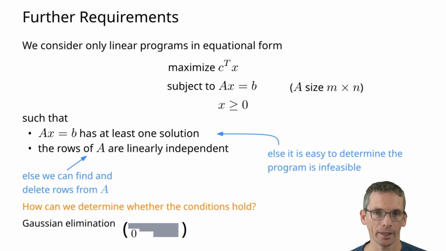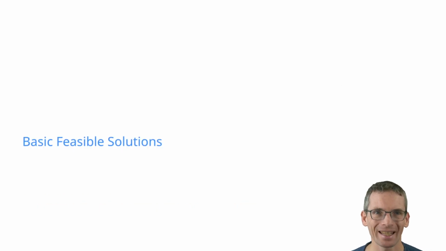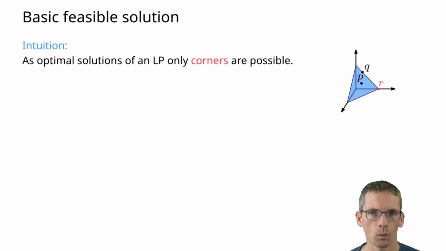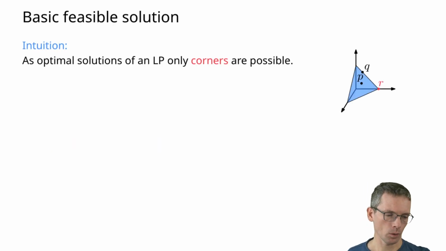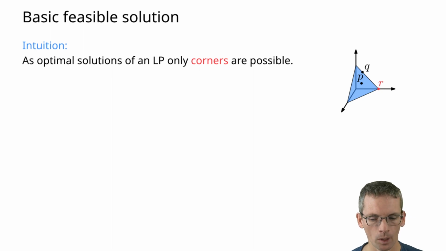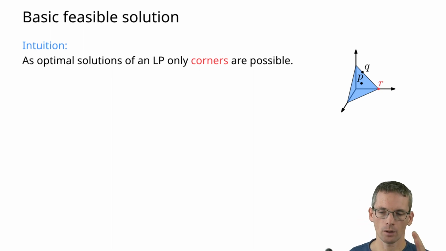Now that we know what equational form is, we're ready to look at so-called basic feasible solutions. Before I define and analyze those further, let me first give you some intuition. So we are trying to find the optimal solution to our linear program. And the idea here is that the optimal solution has to be a corner.